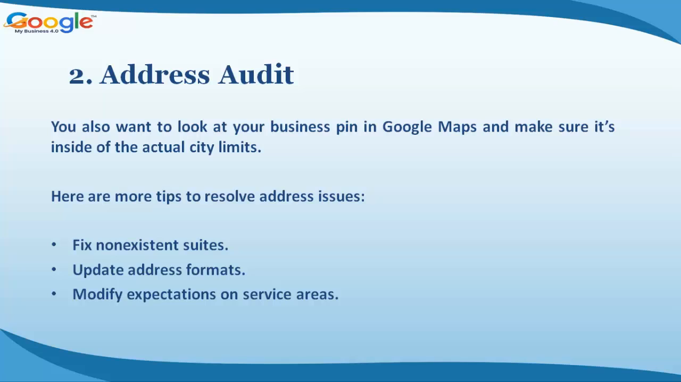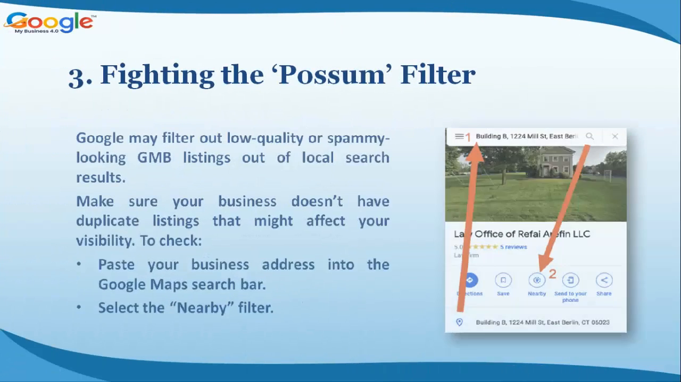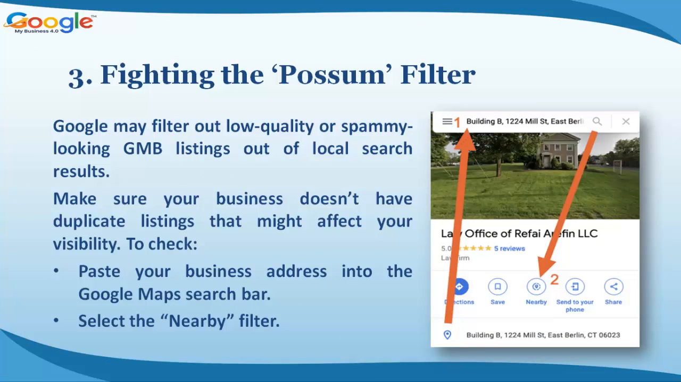Fix non-existent suites. Update address formats. Modify expectations on service areas. 3. Fighting the possum filter. Google may filter out low-quality or spammy-looking GMB listings out of local search results.